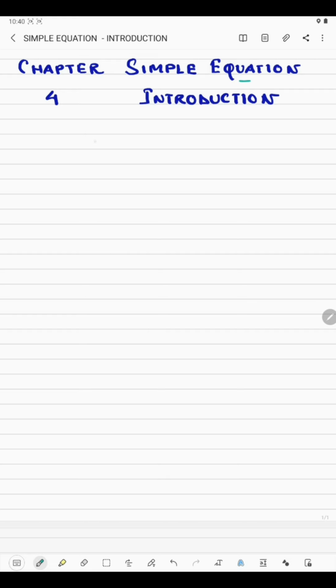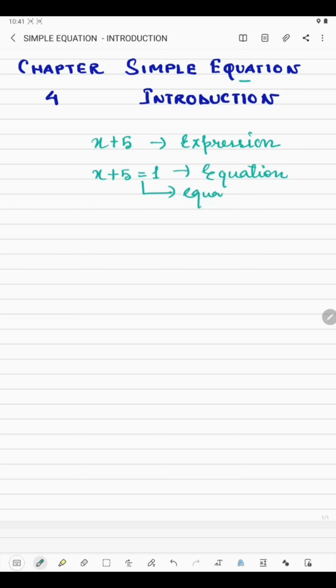Suppose if I write x plus 5. X plus 5 is not an equation, this is an expression. But if I put x plus 5 is equal to 1, then it will become an equation, as here we have an equal to sign, and it shows that this is equal to this, right?